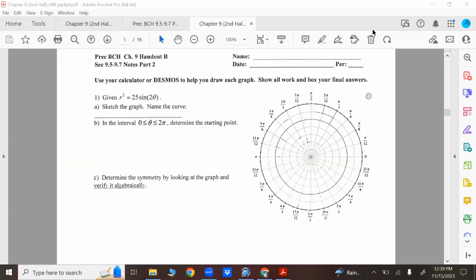All right, so I only asked you guys to do 2 pages. Guys, quiet, thank you. I only asked you guys to do 2 pages, pages 5 and 6. So basically number 1 of the handout B.